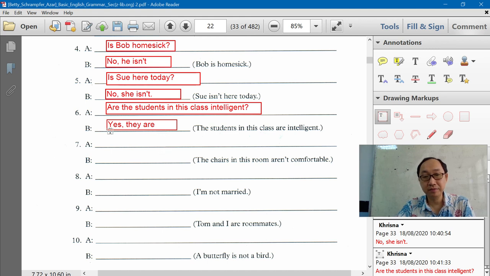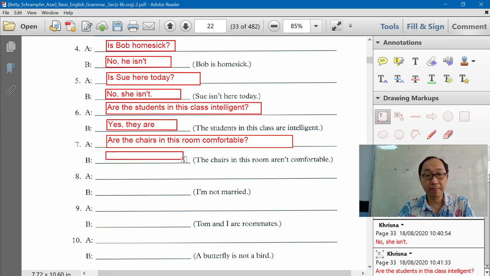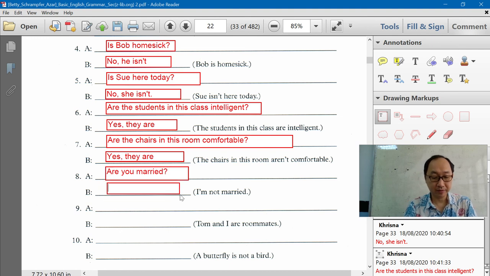Are the chairs in this room comfortable? Yes, they are. The answer is yes, they are. Are you married? No, I'm not. Stop.